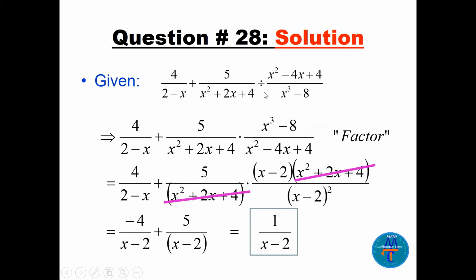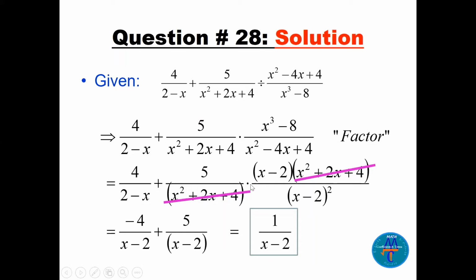Okay, let's see. Change it to multiplication, x cubed minus 8 will be up, this one is down. See, you can start anywhere to factor. x squared minus 4x plus 4 becomes (x minus 2) squared. Now this one is a little difficult here because we cannot factor it. See, x squared plus 2x plus 4. If you cannot factor something, leave it. Leave it. Third time, leave it. It will be cancelled. Now, we know x cubed minus 8, that's a popular formula: (x minus 2)(x squared plus 2x plus 4). You can cancel now this one.